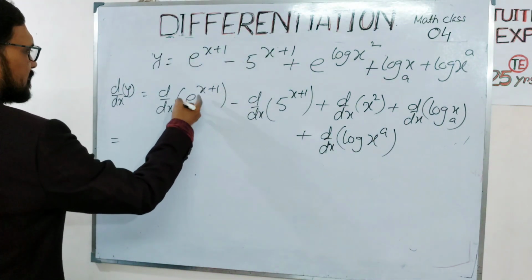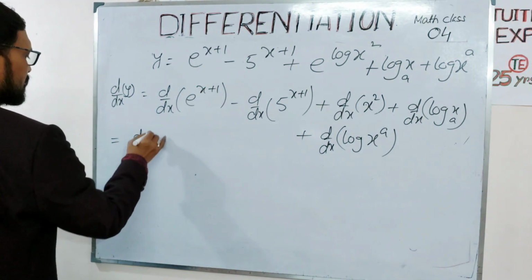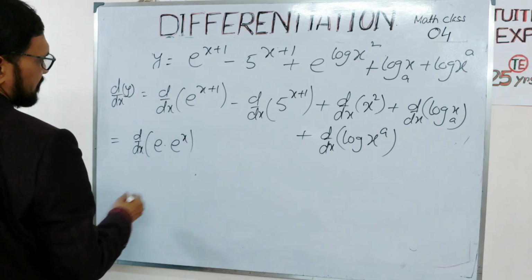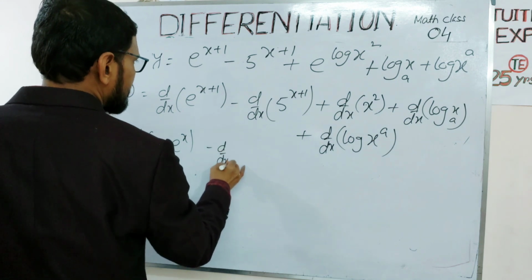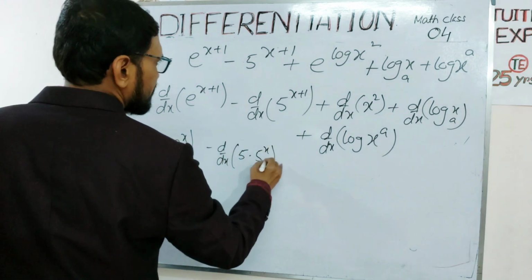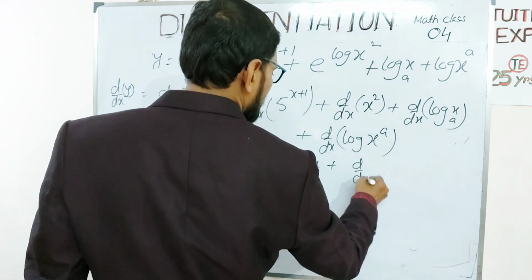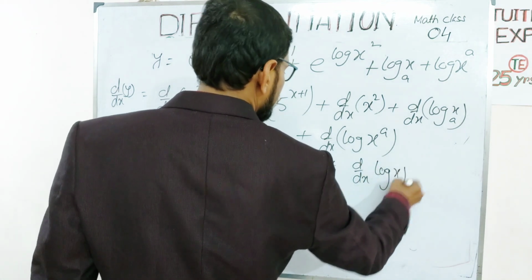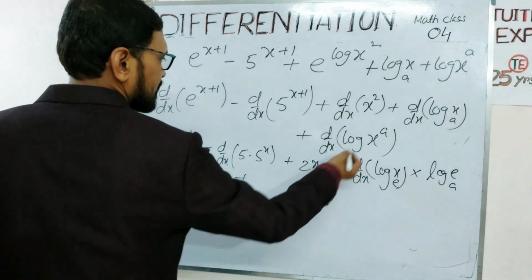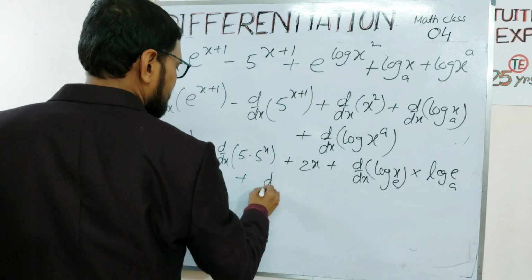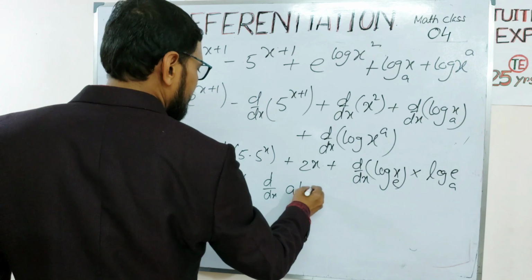So this is e to the power x into e. This is d/dx of e into e to the power x, because this is the indices formula, minus d/dx of 5 into 5 to the power x plus d/dx of x square, which equals 2x, plus this is d/dx of log x base e into log e base a, and this is log x to the power a. The formula of log a to the power b means b log a, so a log x.